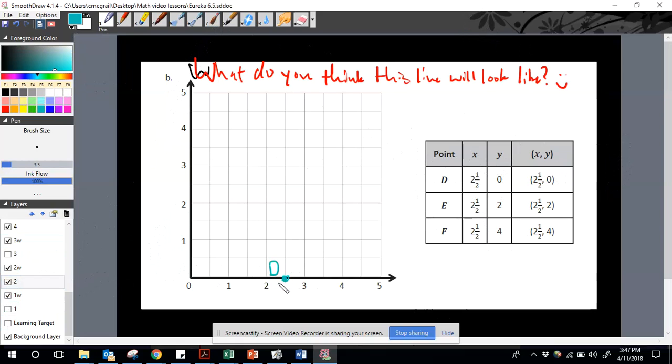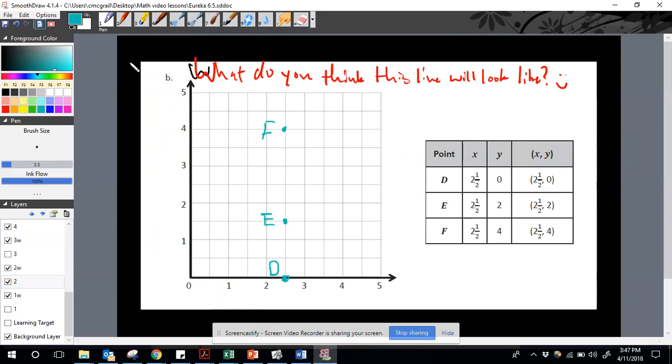And Giselle, what are the coordinates for point E? Point E's coordinates are x-axis is 2 and 1/2, and y-axis is 2. All right. And I'm going to label that point E. And then finally, Ava, the coordinates for point F. The x-axis is going to be 2 and 1/2, and the y-coordinate is going to be 4. 4. So let's label that up there. And I'll label that F.